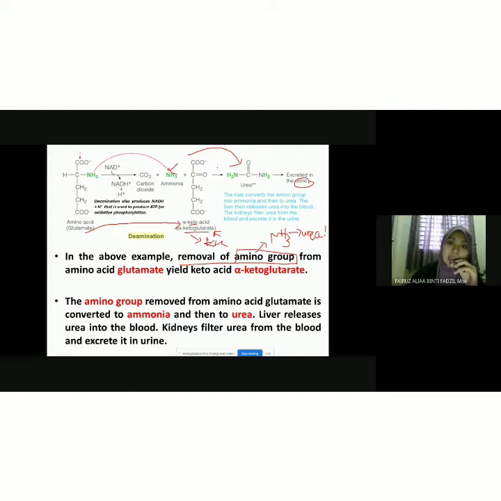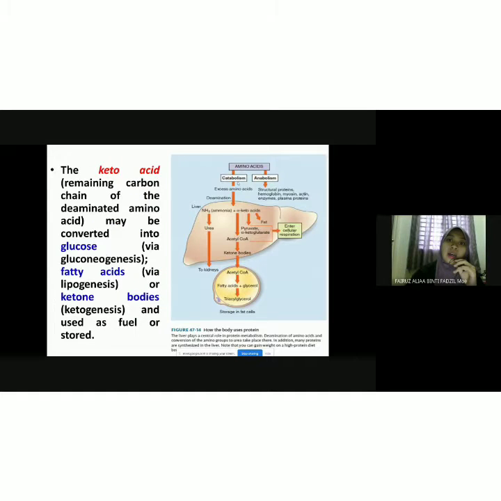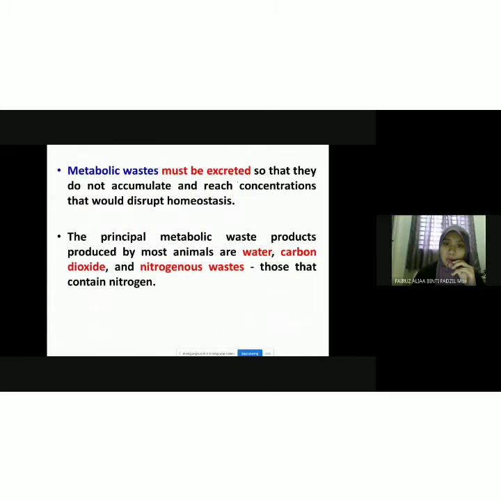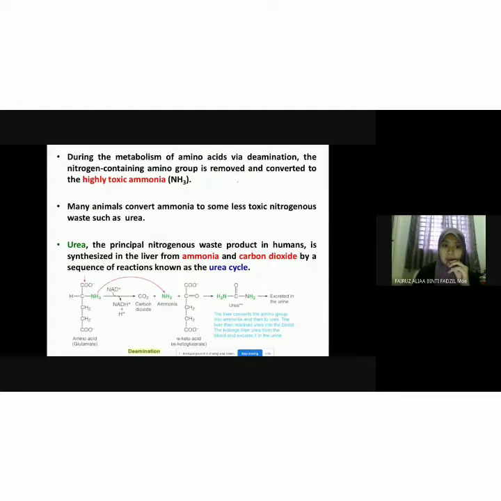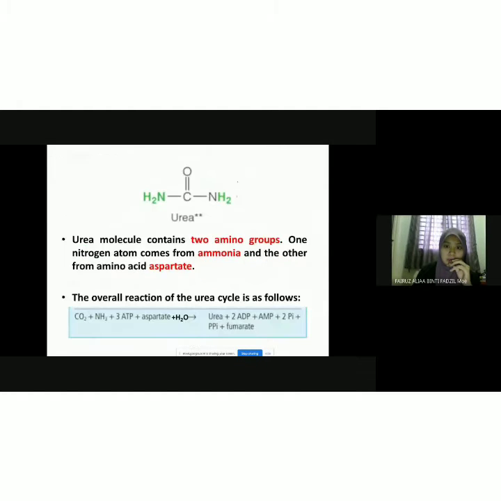What is the urea cycle? How is the urea cycle? At the end of the day, the ammonia will become the urea. Okay, so this is the urea molecule. The urea molecule has two amino groups.